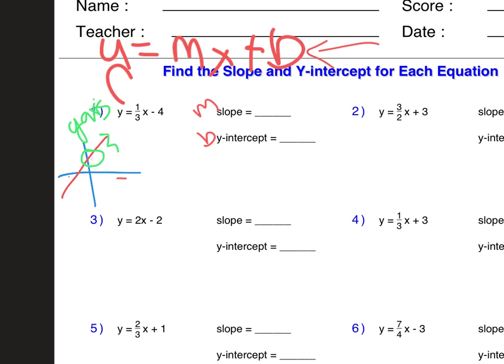So m, the slope, is always going to be the number before the x, right? So it's going to be 1/3. And the y-intercept is going to be the number after the x, -4. So let me do number 3 as well. I'm using the same thing: slope, what number comes before the x? 2. What number comes after the x? -2.